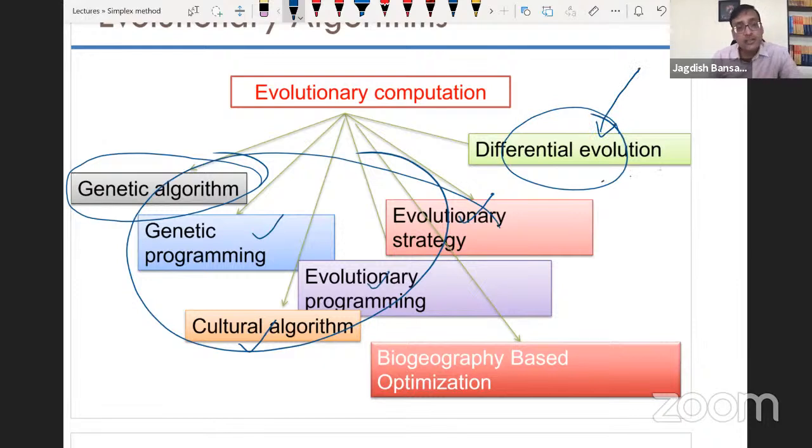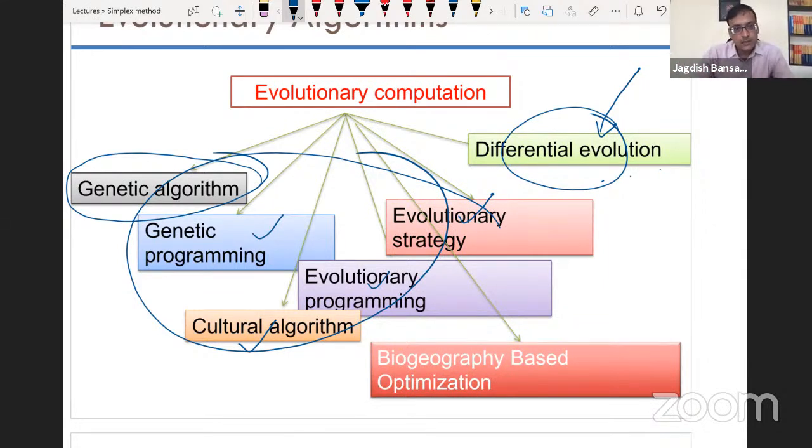However, differential evolution is not a purely evolutionary computation based algorithm. It has some exceptions compared to evolutionary computation. For example, in evolutionary computation, the crossover is the first operation and then the mutation, meaning the mutation always comes after the crossover. But in differential evolution, the mutated population takes part in the crossover. This is one basic difference.